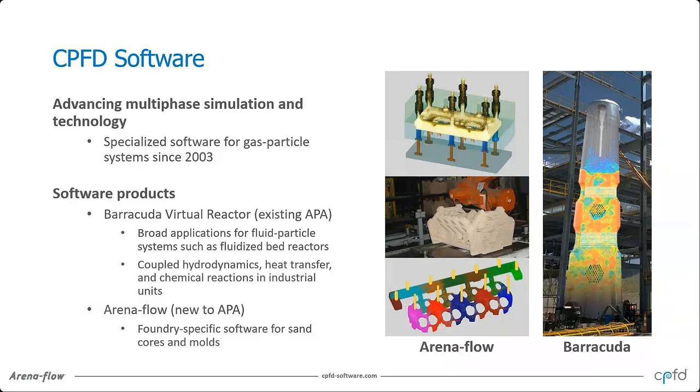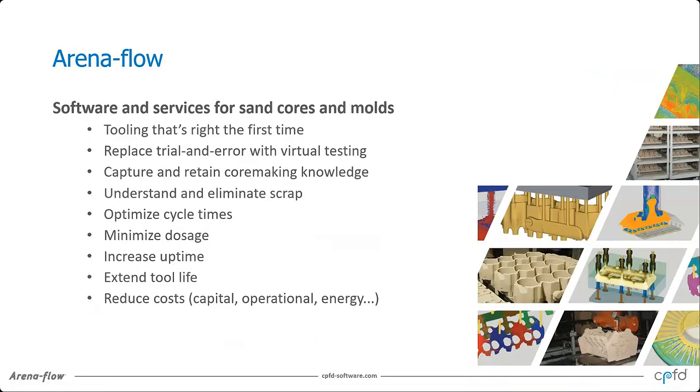And today, we're excited to introduce Arena Flow, which is new to the APA. It's available today. It is foundry-specific software for sand cores and molds. And it's used in different ways. Realistically, it's used for tooling that's right the first time to avoid the rework. It replaces that trial and error with virtual testing while at the same time augmenting your core making knowledge to understand not just what happens if I change sand or blow tubes or vents, but why, and to be able to capture and retain that core making knowledge.